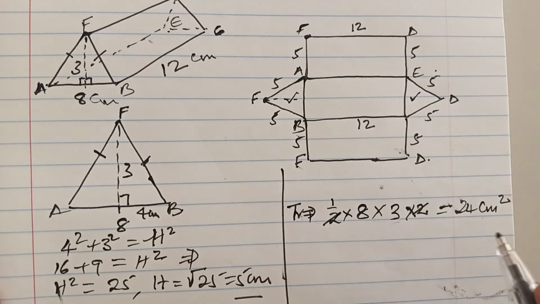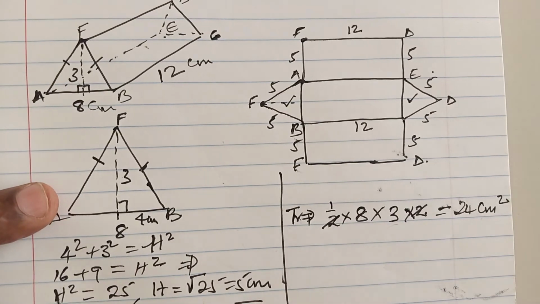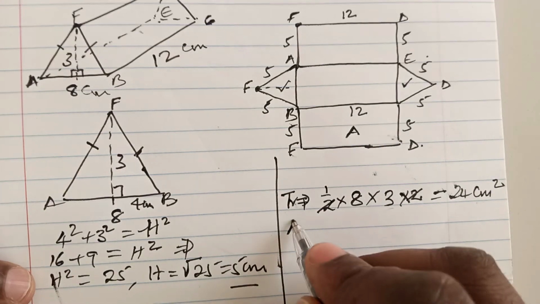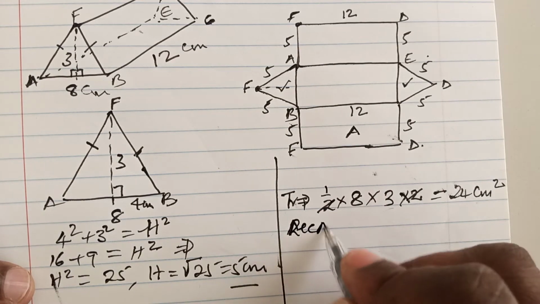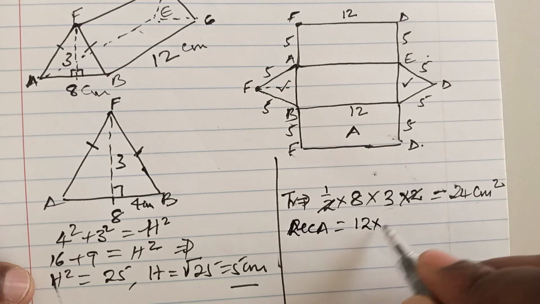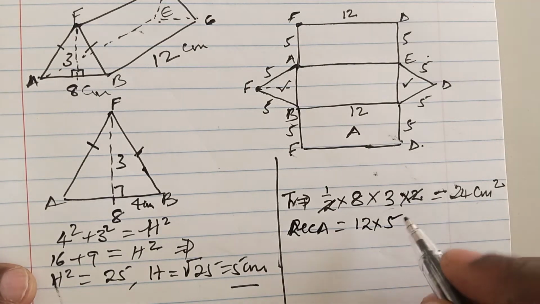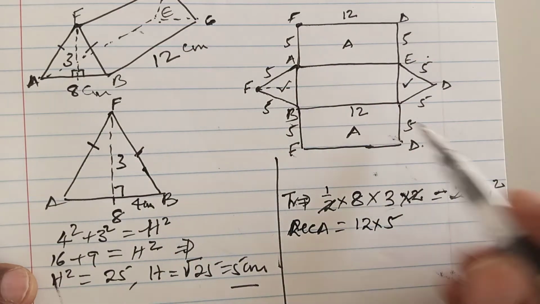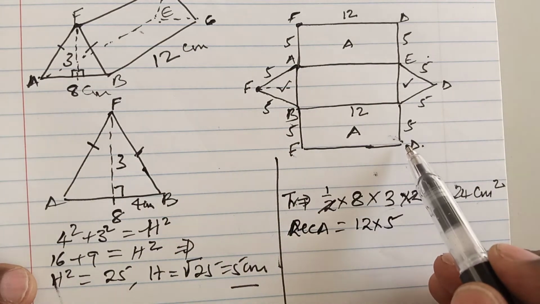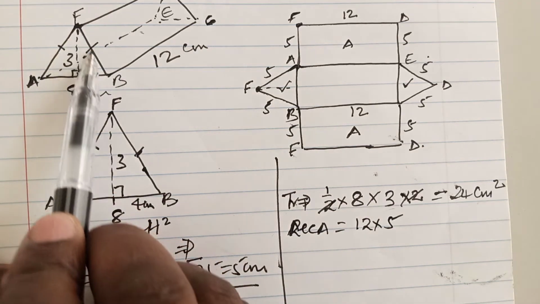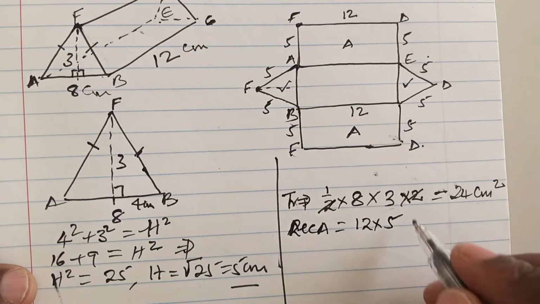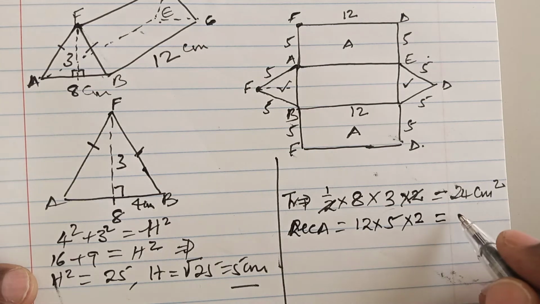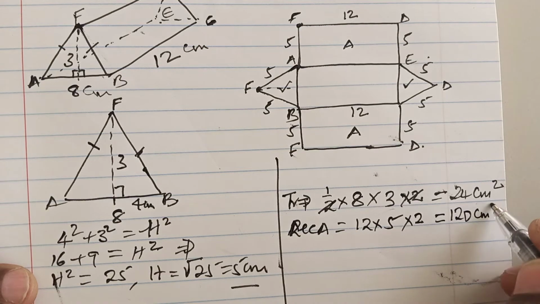This is simply, this is going to be triangle, let's call it triangle. Rectangle A, which is 12 times 5, and there are two because we have this one. This is another A. The length is 12, the height is 5. Remember, the height is equal to the hypotenuse of the triangle. So times 2. This is 10 times 12, which is 120 centimeters squared.